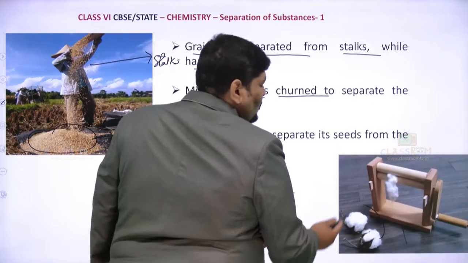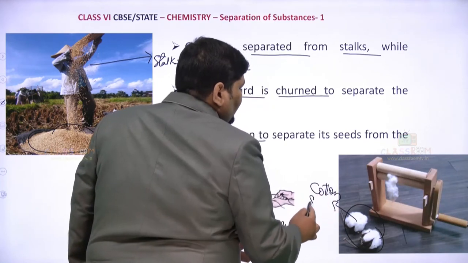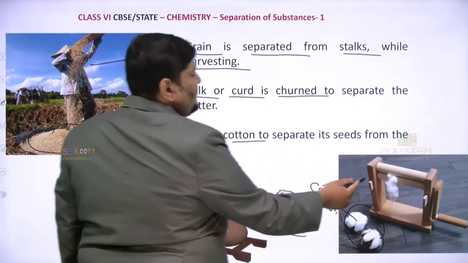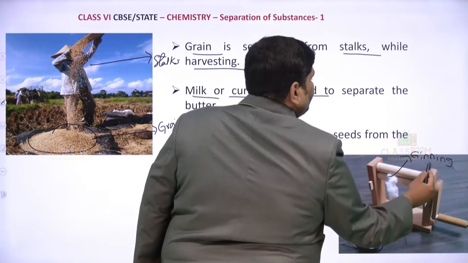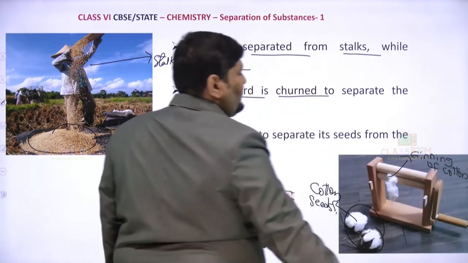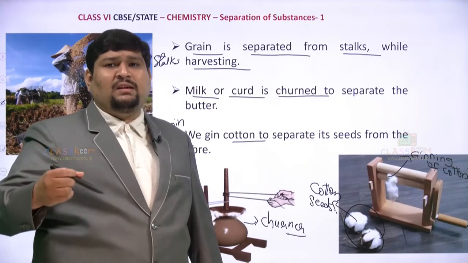So you can find these are the cotton seeds. You can see how, from cotton seeds, we try to gin and get the cotton. So you can see here ginning. This is ginning of cotton to obtain the pure cotton from cotton seeds. Yes, that's called a ginning machine, which we basically use.